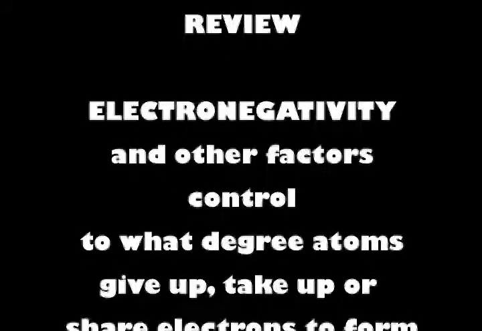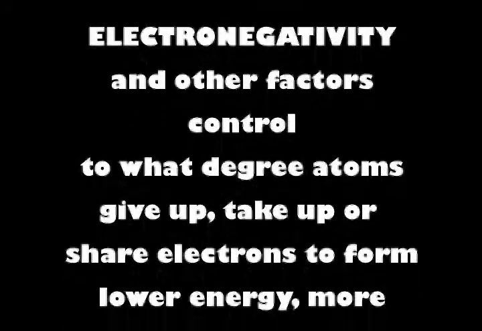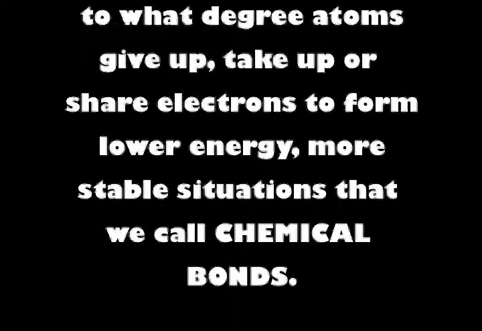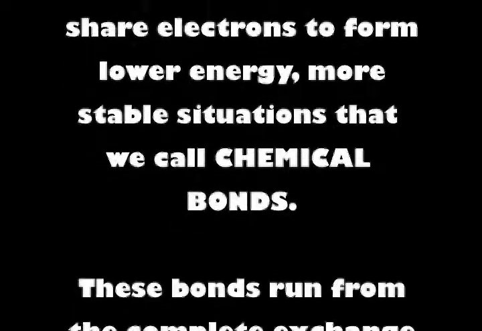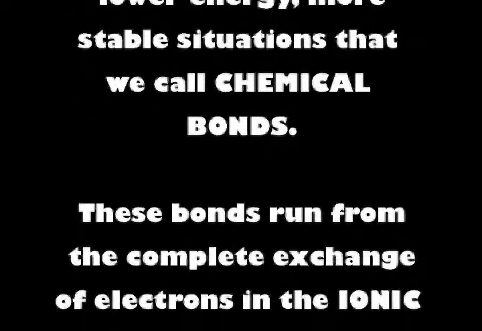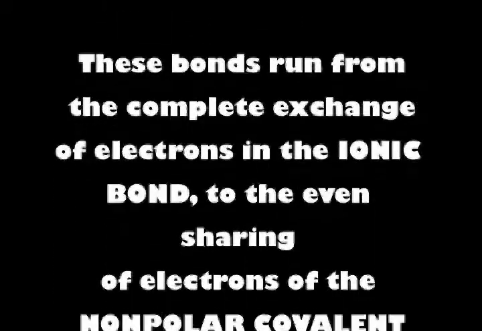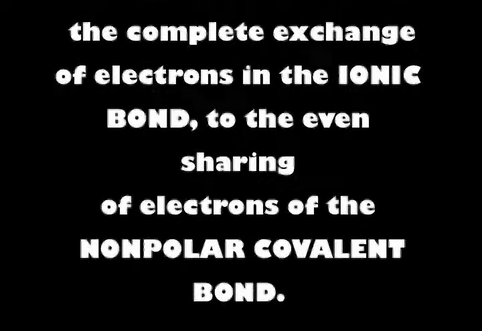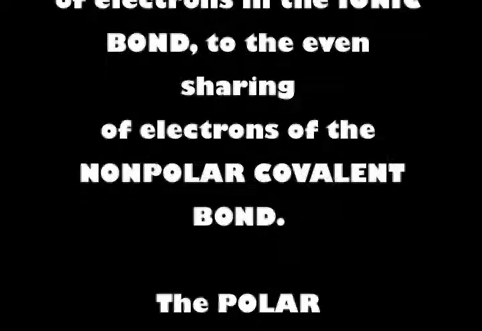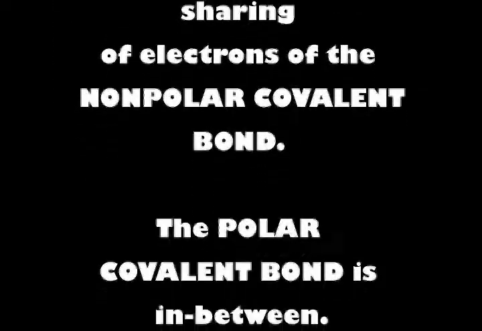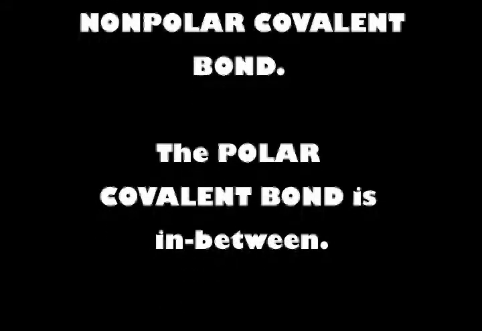Let's review. Electronegativity and other factors control to what degree atoms give up, take up, or share electrons to form lower energy, more stable situations that we call chemical bonds. These bonds run from the complete exchange of electrons in the ionic bond to the even sharing of electrons of the nonpolar covalent bond. The polar covalent bond is somewhere in between the two.